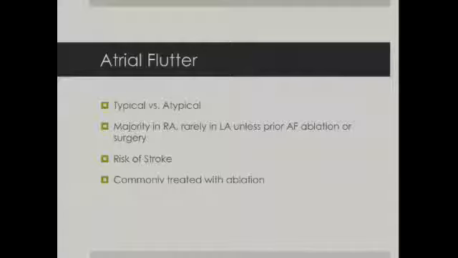There is a slight risk of stroke. There's actually a slight risk of ventricular fibrillation or sudden death in flutter, but it's pretty rare. We typically will ablate. I'll show that towards the end. I have another program on my surface that I'll show.